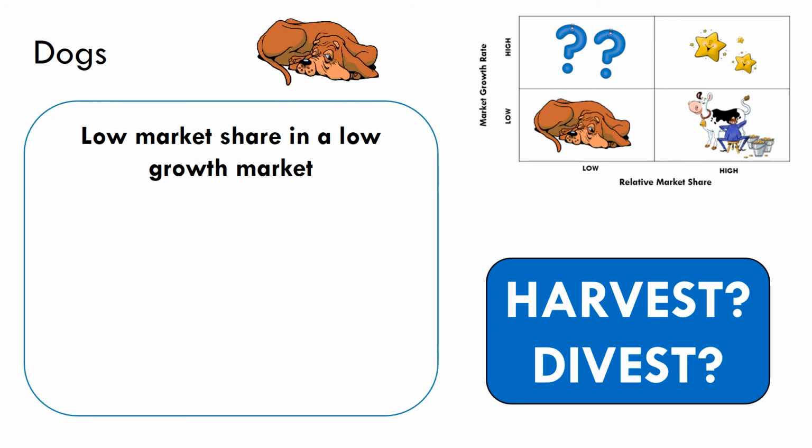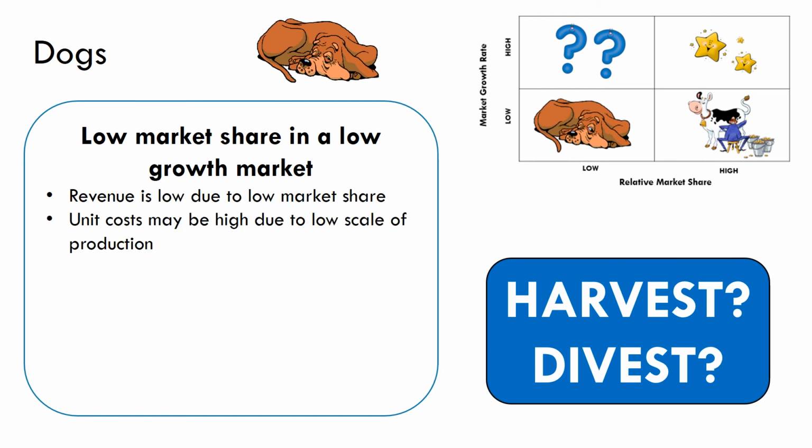Okay, dogs are next. They have a low market share in a low growth market. So revenue is low, unit costs may be high due to low scale of production, and these are likely to generate little profit. So what do we do with these? Try and take some money out of them before getting rid of them, or just get rid of them straight away? Dogs are really the least useful in this situation.